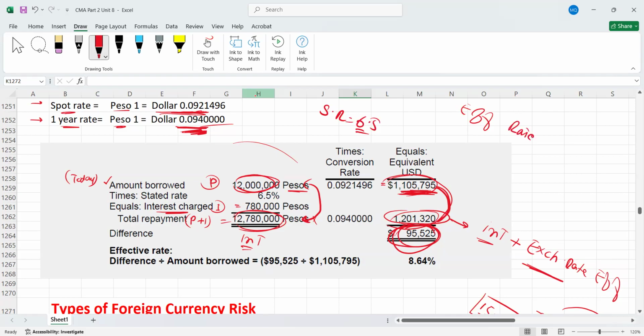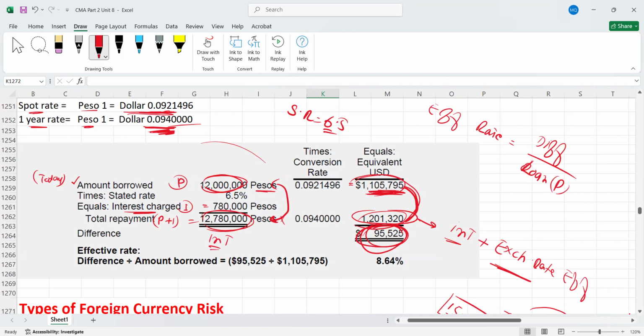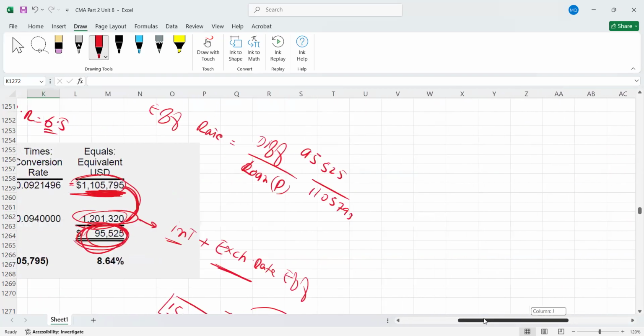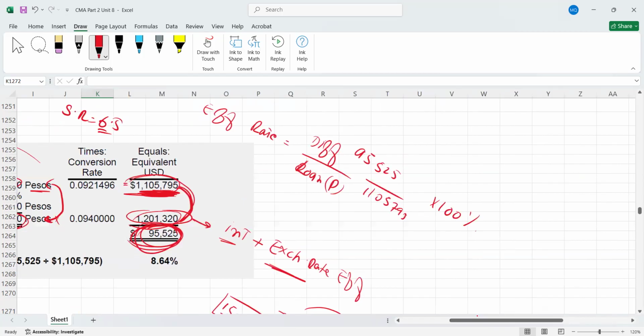Okay, so for the effective rate, you will take the difference in dollars divided by the original amount of loan, the original value of loan, the principal value of loan. In dollars, I'm taking these values now. So the difference is how much? 95,525. And my original borrowed amount is how much? This value is the original borrowed amount in dollars, 1,105,795. And I will multiply by 100 to get the answer in percentage.